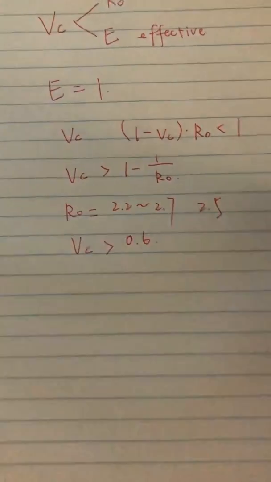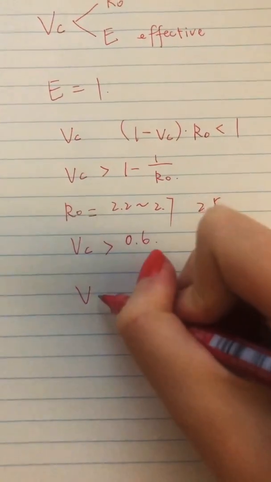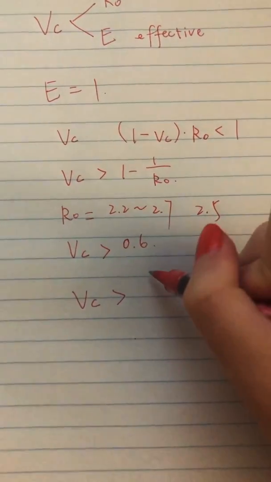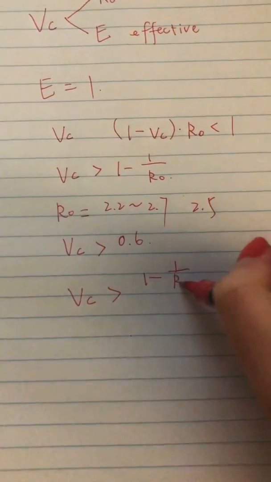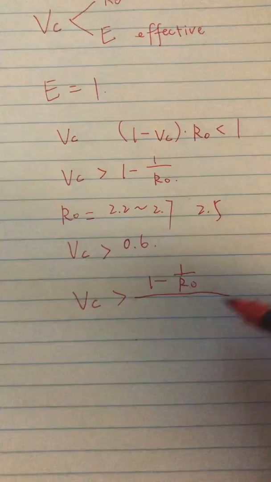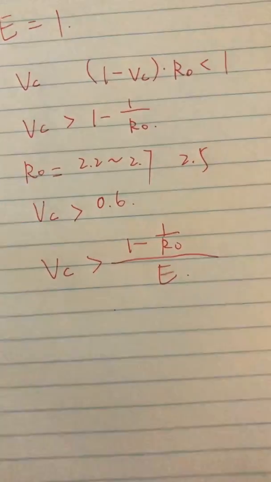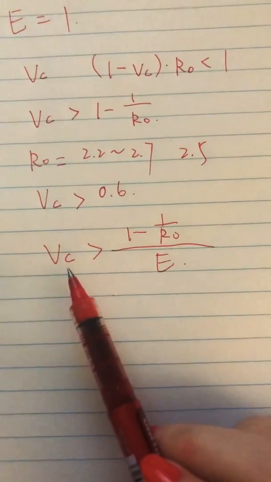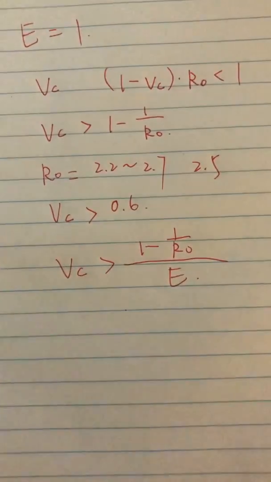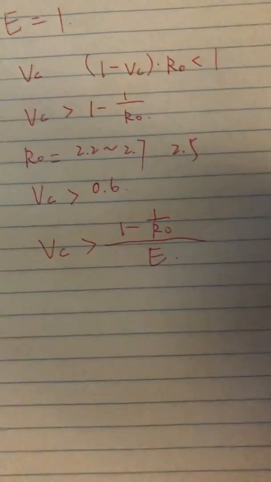Okay, so this is what happens when we assume E equals 1. What if it's not 1? Easy. You just need it to be this actually. So if the effectiveness is higher, you need a smaller critical vaccination level.